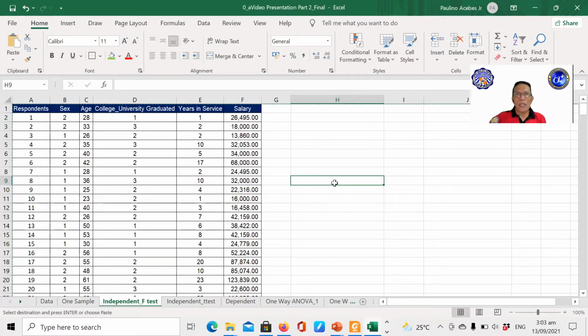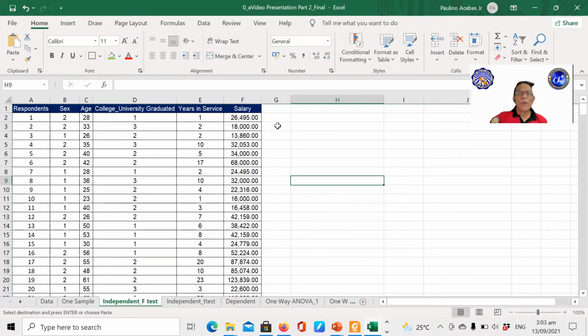Our null hypothesis here is there is equal variances between the two groups of data. The alternative hypothesis is there is unequal, not equal, variances of the two groups of data.